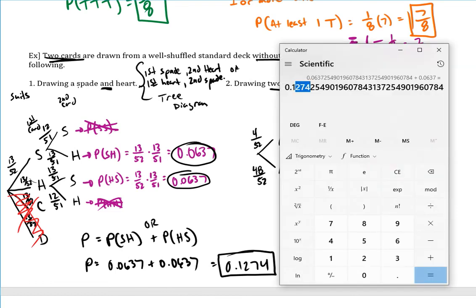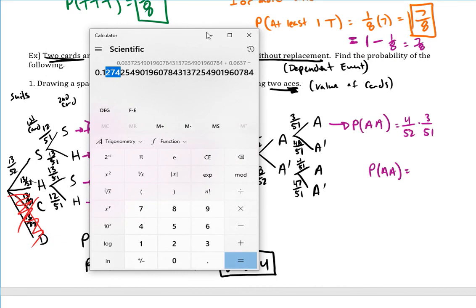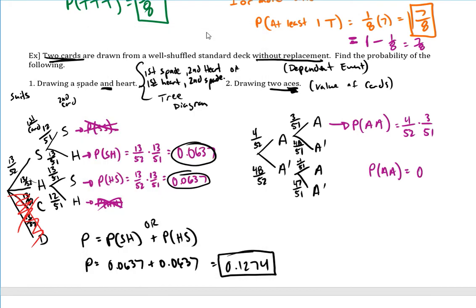I need my calculator again. Okay, so let's move it on over. So 4 divided by 52 times 3 divided by 51. Okay, so that's it. So it's 0.0045. Usually they do decimals for these style problems, and often they want it to 4 decimals. Just be careful when you answer it in the homework. Make sure to round it to whatever they want you to round it to.